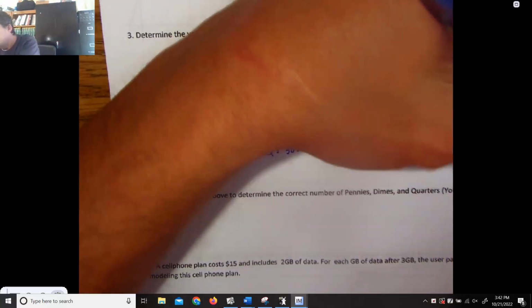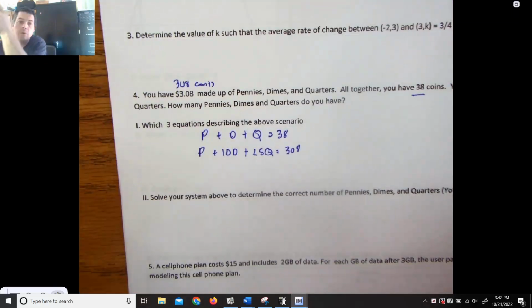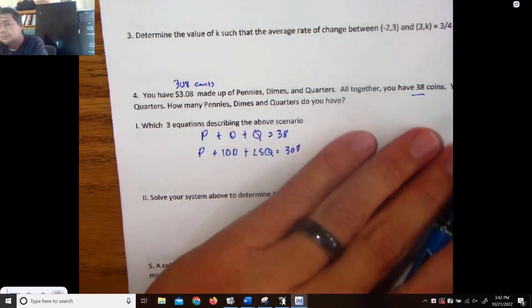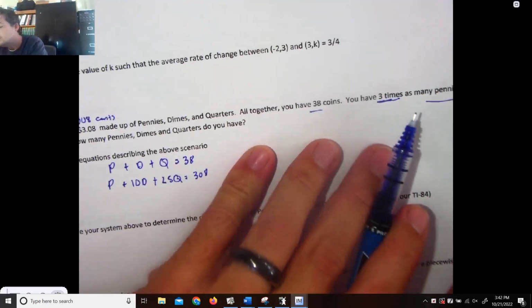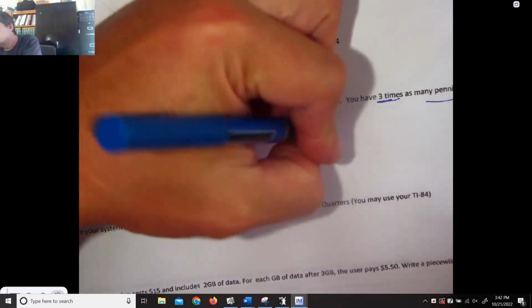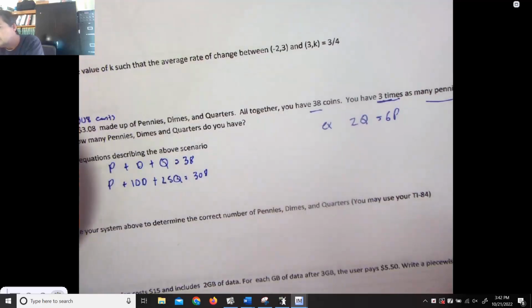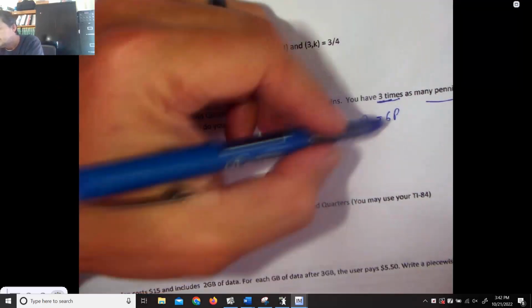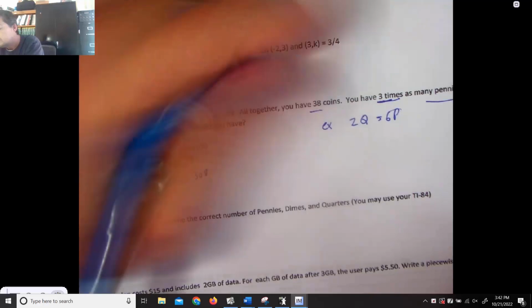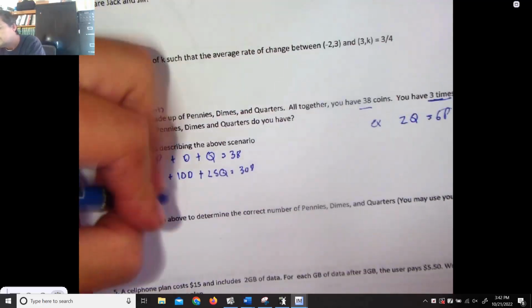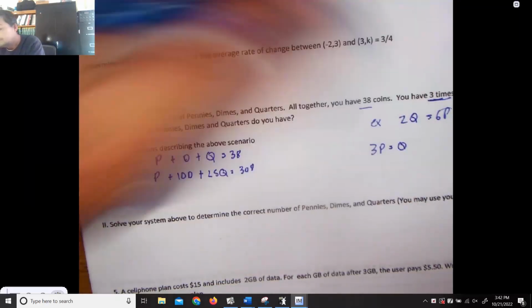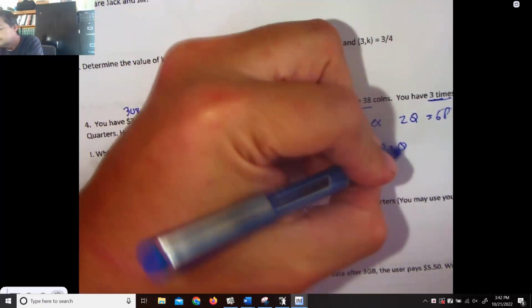Anyways, you have 3 times as many pennies as quarters. This is the line that always gets people. The 3 times as many pennies as quarters. That's just an example. 2 quarters, that's 6 pennies, right? Because you triple it. It's the pennies you have to triple, not the quarters. For equality, you have to have 3 pennies for every quarter. I hope that you get that.